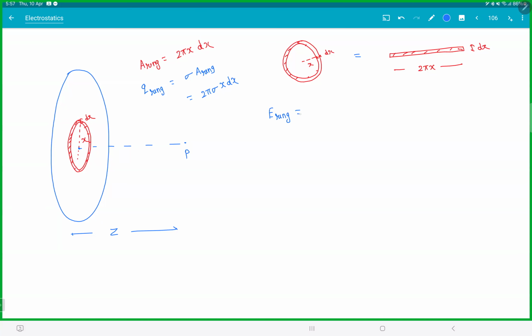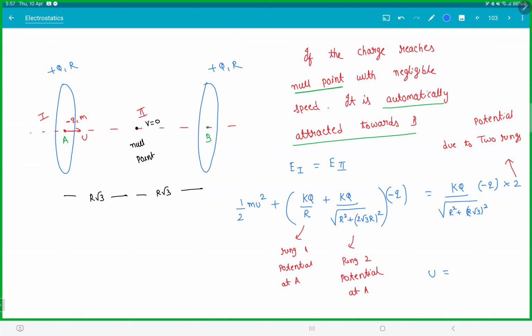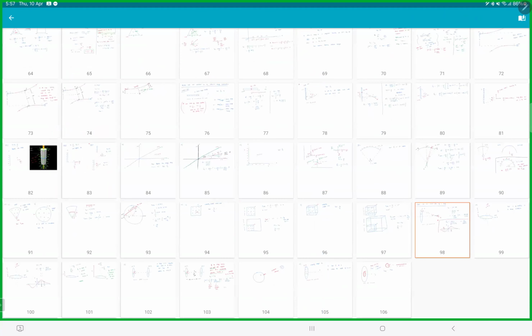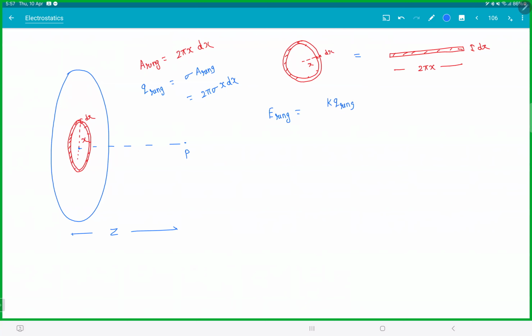So field due to the ring, what is the formula? K, Q of the ring, Z. Again, go back to the formula in case you forgot. This was the result: K, Q, X, where X is the distance from the axial line, by r square plus x square whole power 3 by 2. Be careful, I used x for this, so it could be a little confusing. So K, Q, Z by the radius of the ring, x square plus z square whole power 3 by 2.